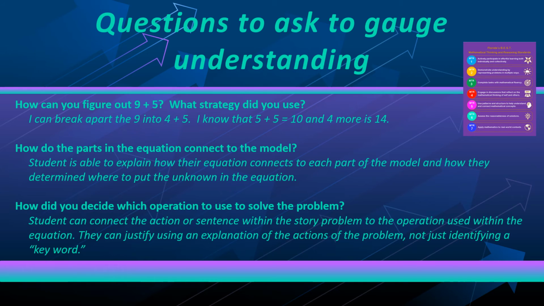As classrooms are visited throughout the school year, questions are a wonderful way to gauge student understanding. The following questions are a great way to measure a first grader's understanding of addition and subtraction. Students could explain the strategy they use to add 9 plus 5, or how their equation matches the model they drew, and why they place the unknown in its position within the equation. They also might explain how they determined the operation used to solve the problem and how the action within the problem guided them to this thinking. You can see some additional questions to ask students on our Math Smarts website.